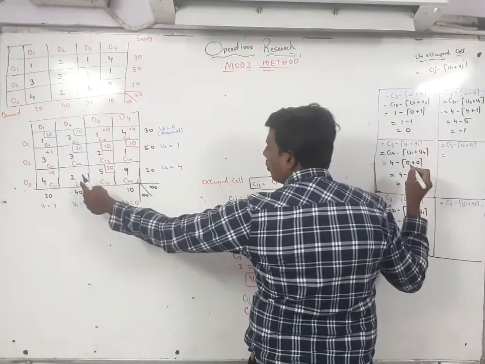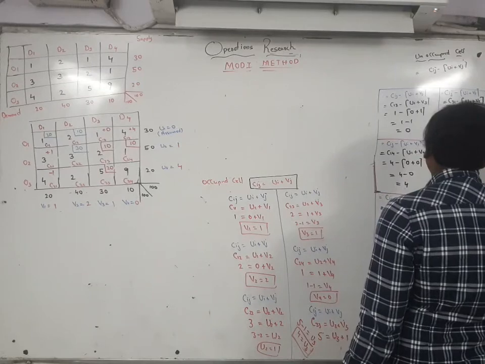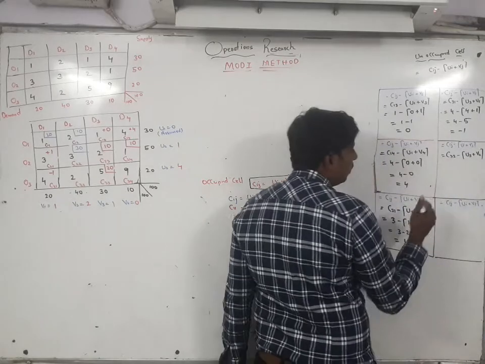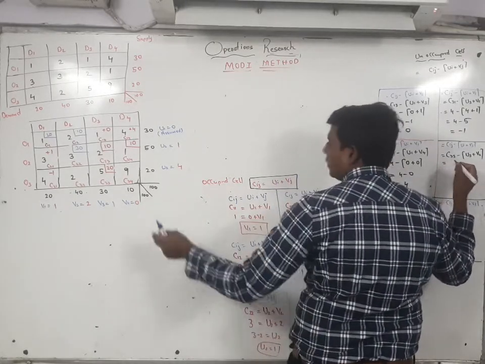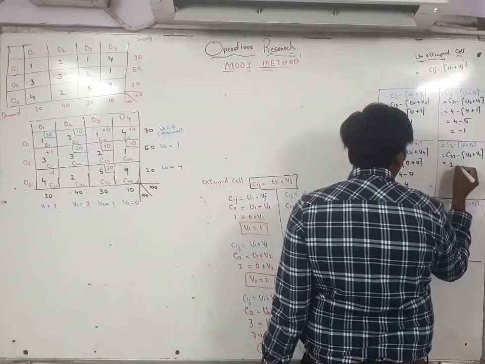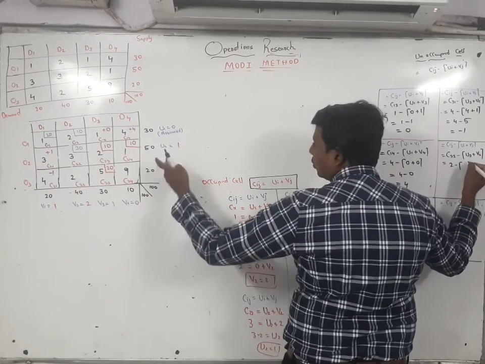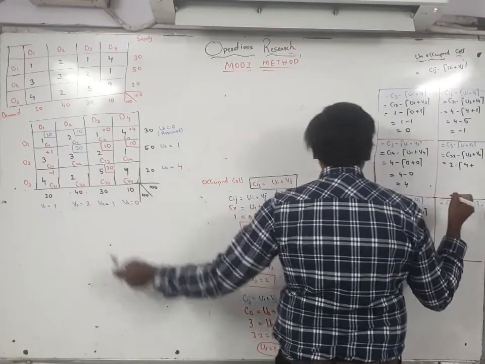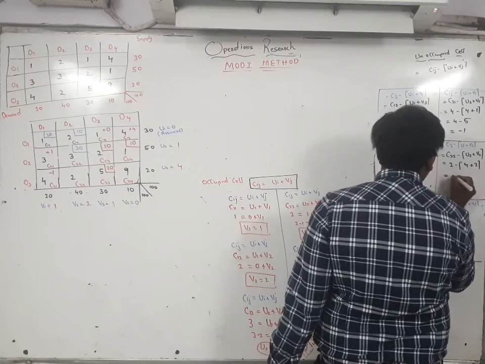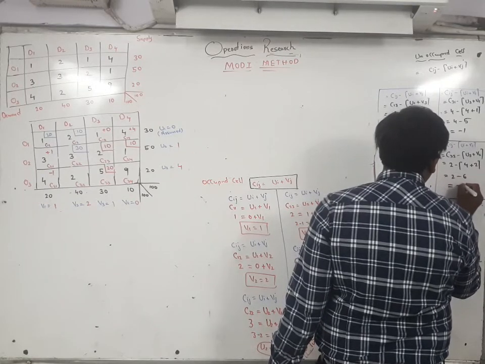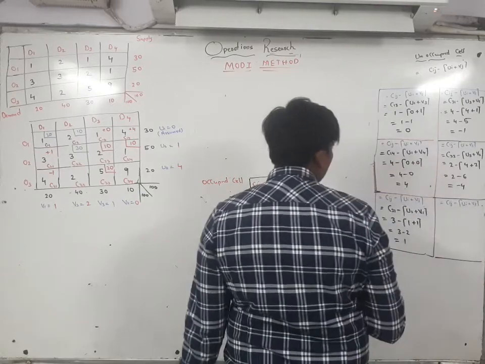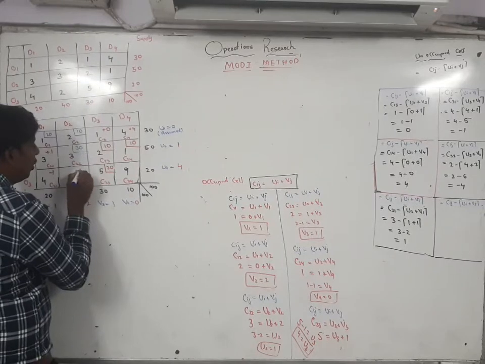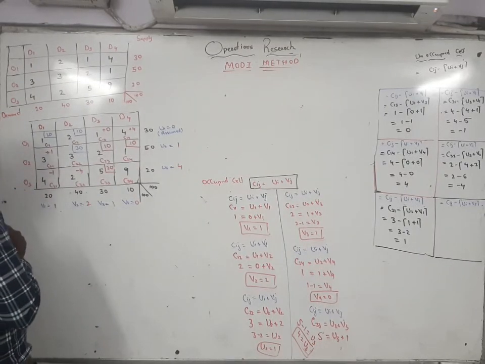Then where is the next unoccupied? C32. So here C32, U3 V2. How much is the value of C32? 2 is there. 2 minus U3 value is 4, and V2 value is 2. So here again you are getting a negative value. How much are you getting? Minus 4. Again here you got the negative value minus 4.